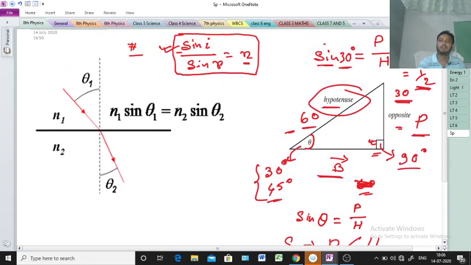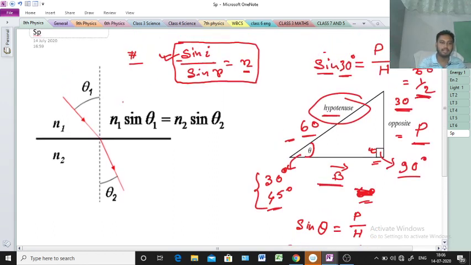Now coming to the main point. That means here sin I by sin R. So what is sin I? I means incident, the angle of incidence. Here it is represented as theta 1. But basically in your book you will see here I.